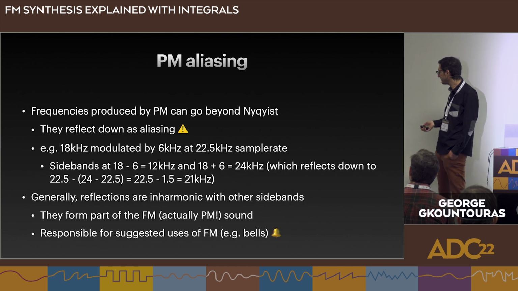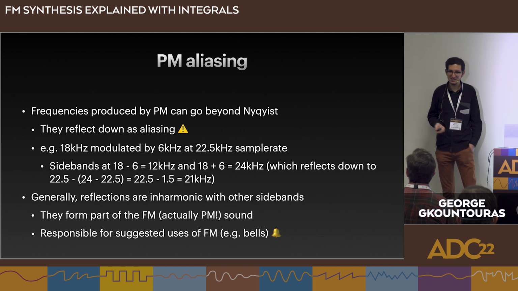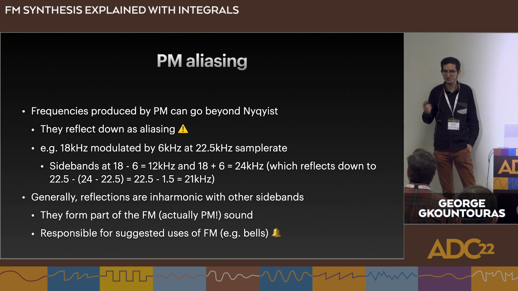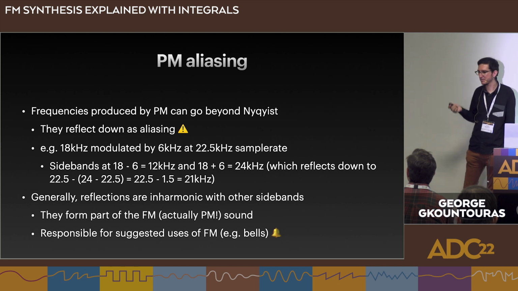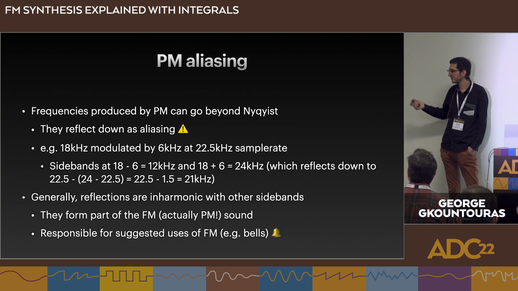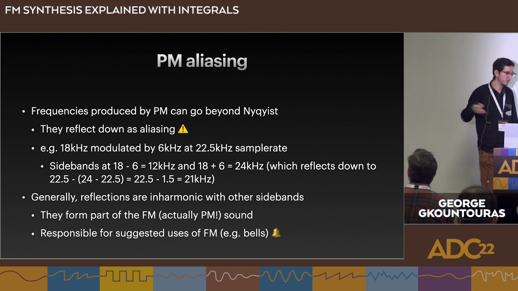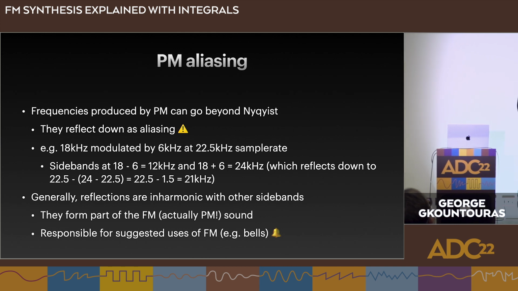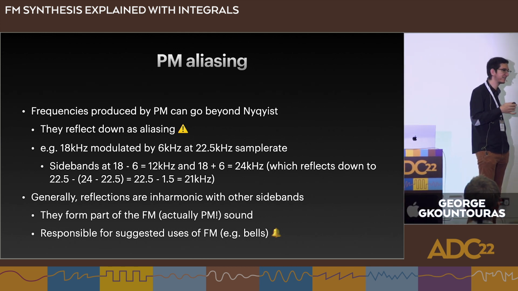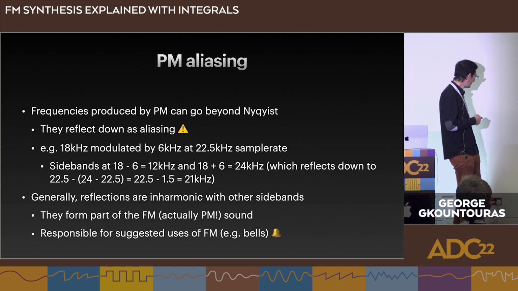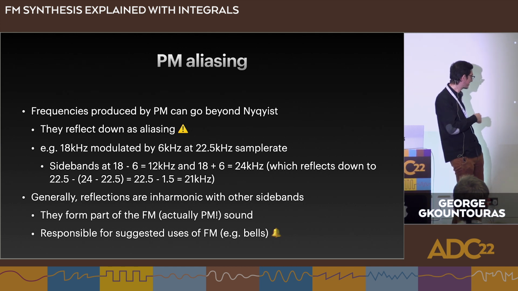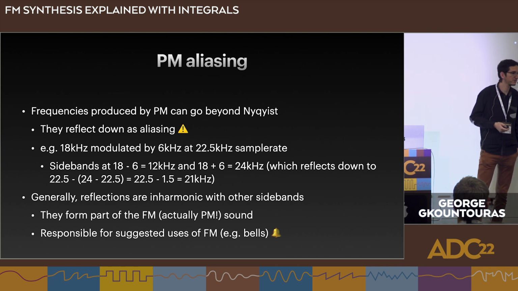That might be the case, but as it turns out, aliasing is part of the FM sound. If you have an older FM synth and you try to load the presets and remove the aliasing, it's not going to sound the same. So what we know as FM, which is actually PM, includes this aliasing. And this is exactly why we use it for noise.